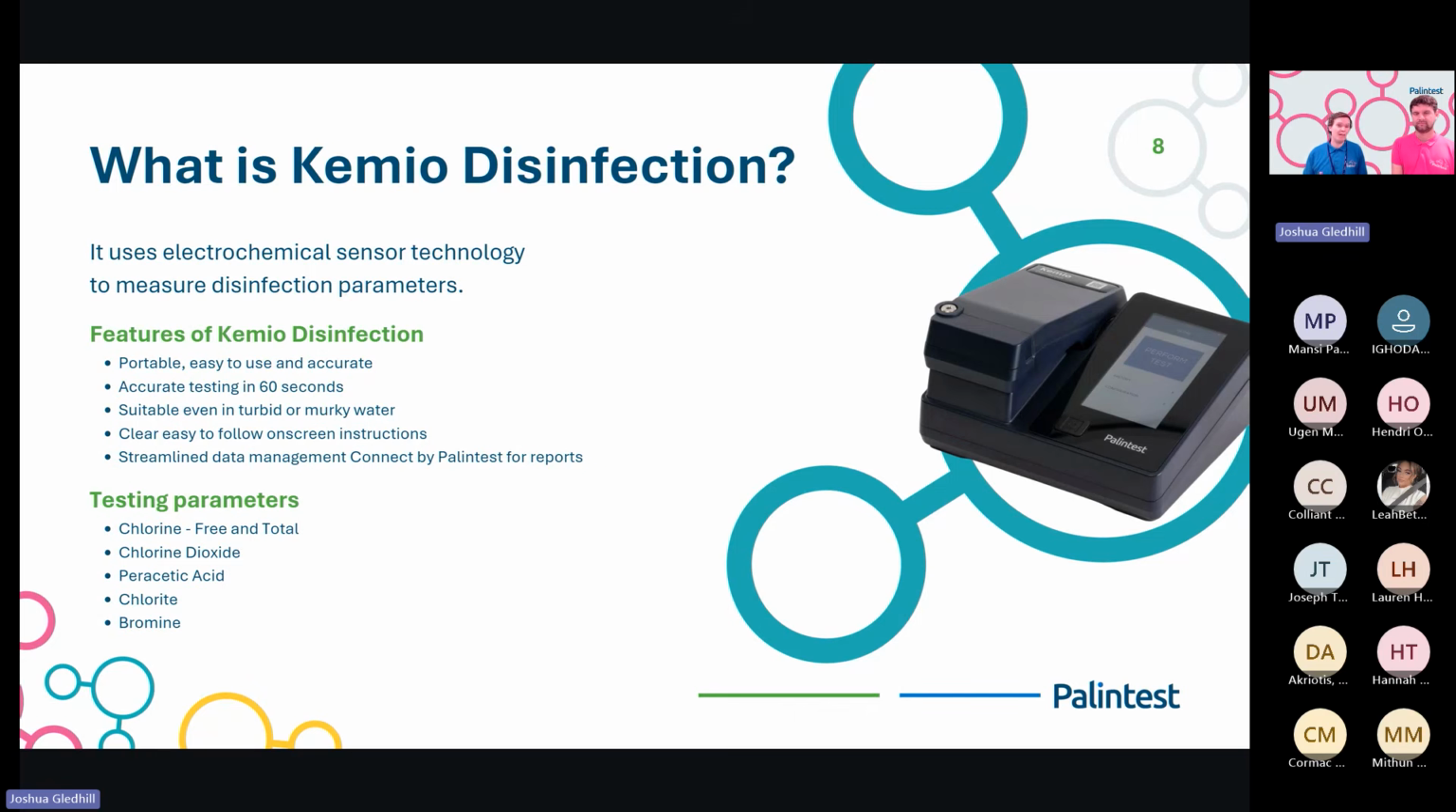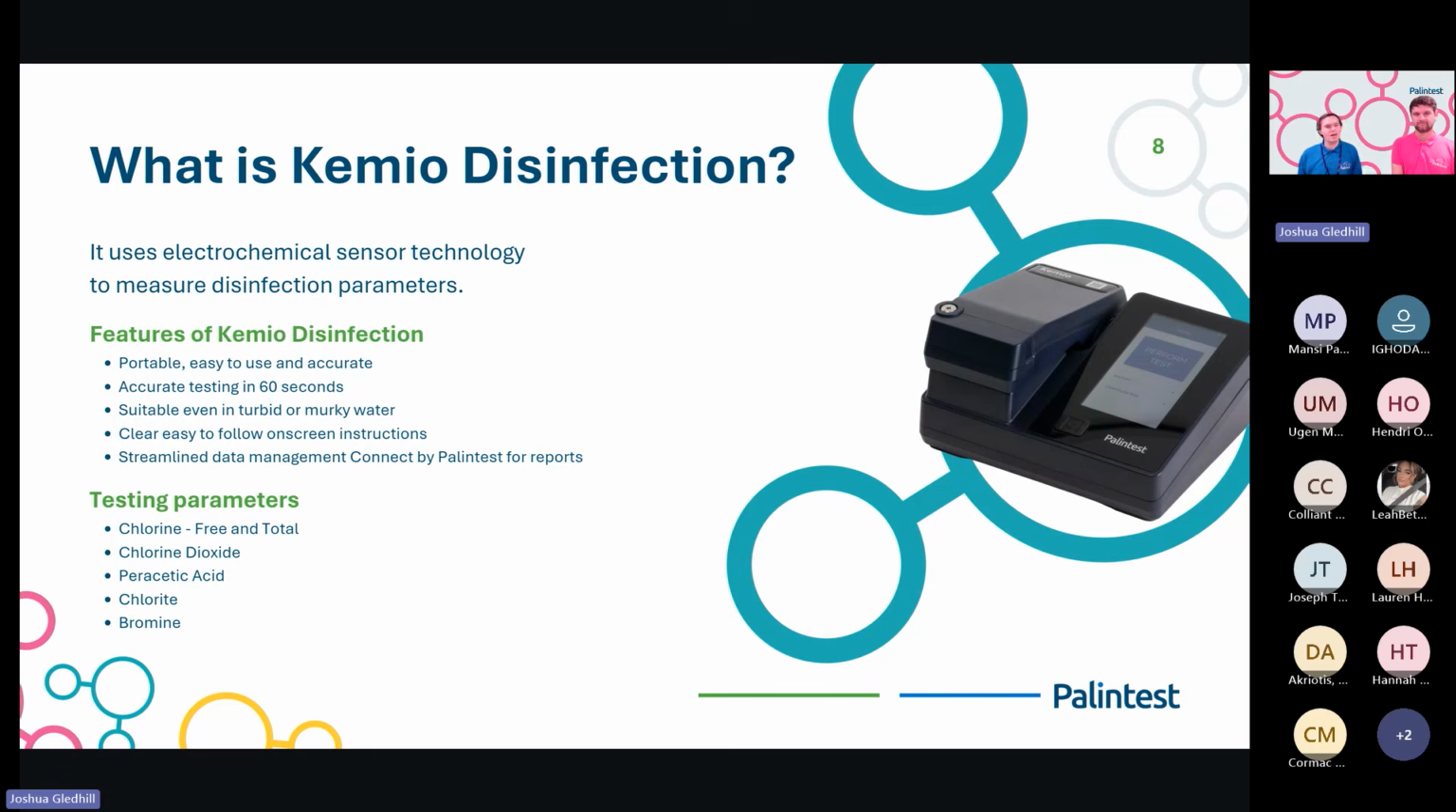One of the really key features of Kemio is the suitability even in turbid or murky waters. Photometry can often be impacted if we have water samples that are quite murky or have some particles floating in there. Because the technology is different and it doesn't use light passing through the sample, Kemio is not affected by this. Thinking about food and beverage, a lot of the samples will have bits in there. If you're washing salad, for example, there might be soil particles, that sort of thing. So this is really where Kemio comes into its own in this industry, because it's not affected by turbid samples.